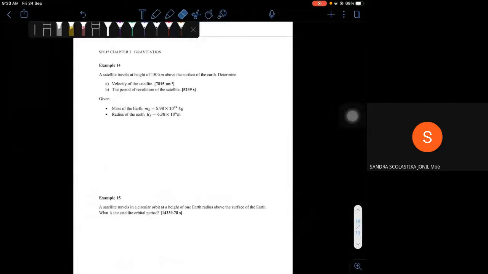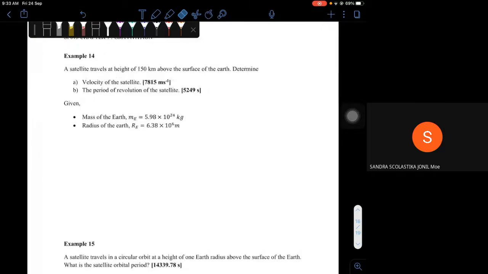This one. Nanti kita akan tengok overview of the chapter sama-sama. Don't be scared. Physics is very, very simple. You just have to know how to use the formula. You don't have to memorize anything pun. Okay, formula pun dah diberi. Okay, so kita buat example 14. Okay, so a satellite travels at a height of 150 kilometer above the surface of the earth. Okay, so this one 150 darab 10 kuasa 3 meter. So this one is the radius of the earth. Okay. And then determine the velocity of the satellite.